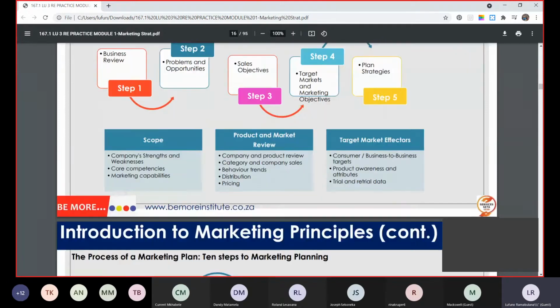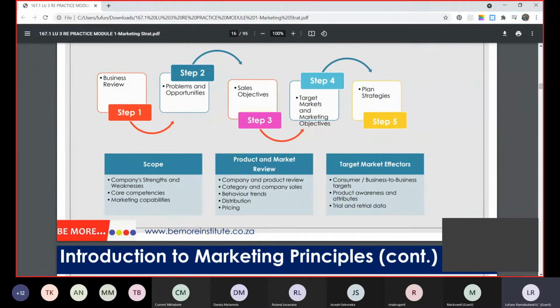So we'll look at the scope, the product market review, and the target market effectors. The company strengths and weaknesses is something that you'll need to look at and say, as a business, what are our strengths and what are our weaknesses? We normally would use your SWOT analysis to figure that out. What are your core competencies? What are you good at as a business? And this is the scope that you need to look at. Marketing capabilities: do we have the capability to market this product? What else do we have that can distinguish us from even our competitors?